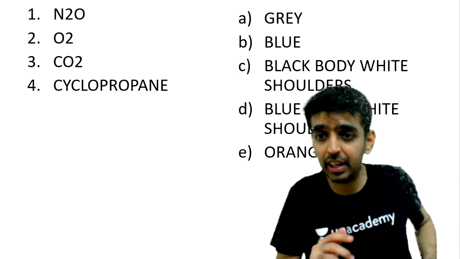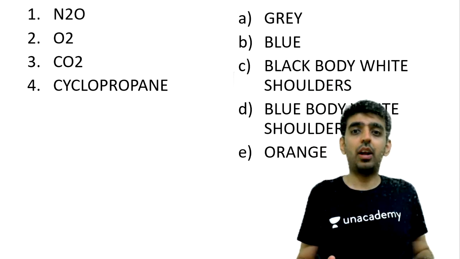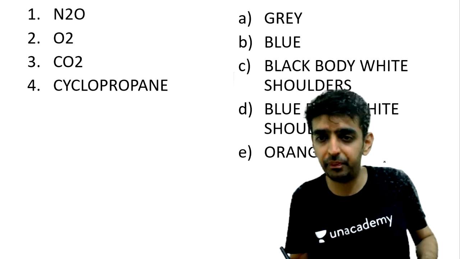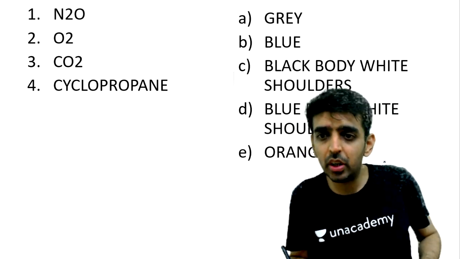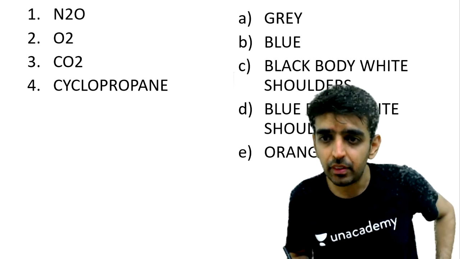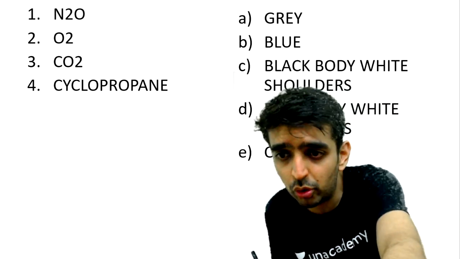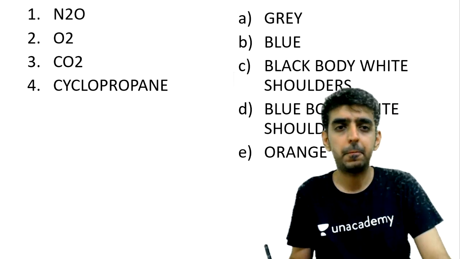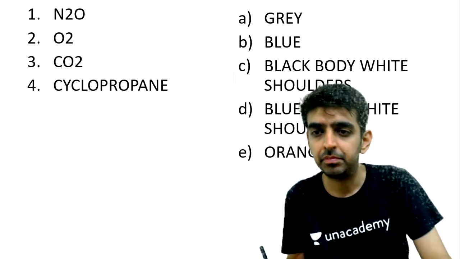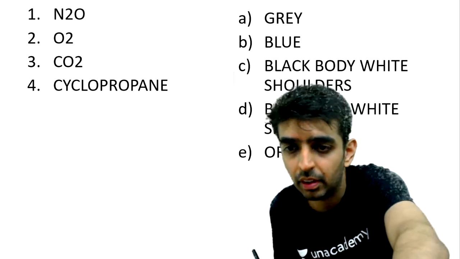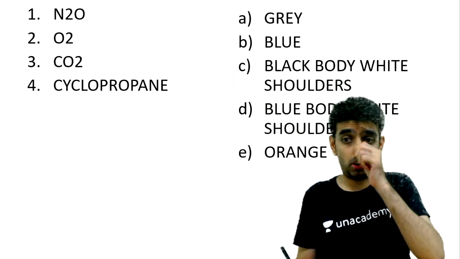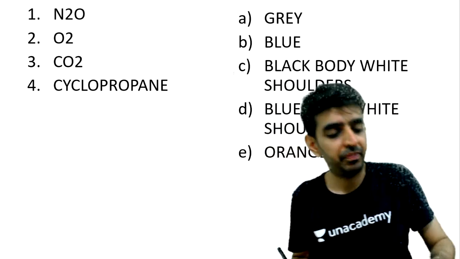I have already started getting some answers. Wonderful. Dr. Ankita says N2O is C, that is black body with white shoulders. Okay. And the rest of the people say 1 is B, that is blue. That is wonderful. Dr. Subhendra has already given all the 4 answers. Yes, guys. Wonderful. I am getting a lot of answers and a lot of you are giving the correct answers.